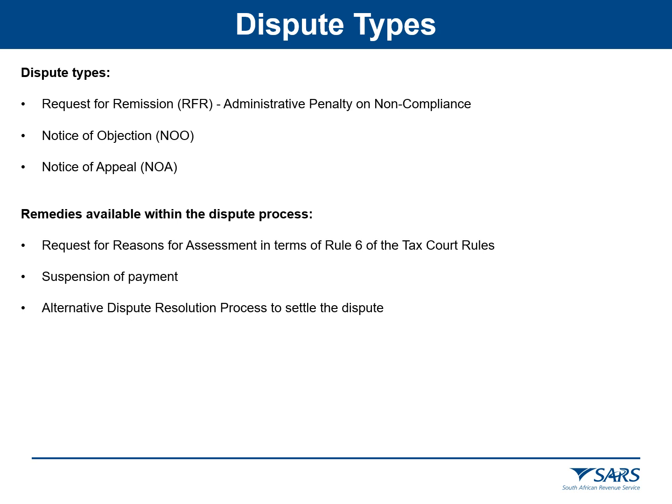Remedies available within the dispute process: you have your request for reasons for assessment in terms of Rule 6 of the tax court rules. You also have a suspension of payment, and you have the alternative dispute resolution process, that is the ADR process. What that means is that when you are doing the dispute resolution process, you can request a suspension of payment simultaneously. Your dispute will go to the department that deals with dispute resolution, and the suspension of payment will go to the department that does the suspension of payment. So you can do it simultaneously on e-filing.